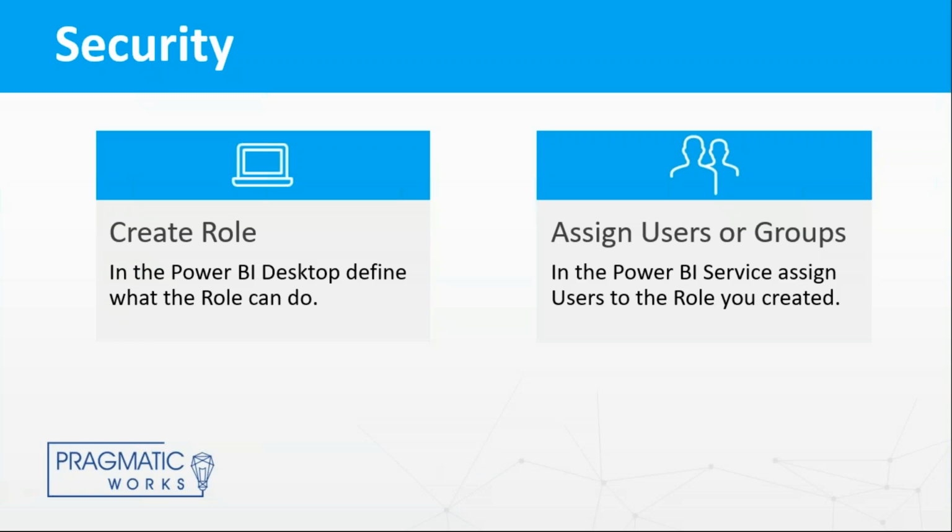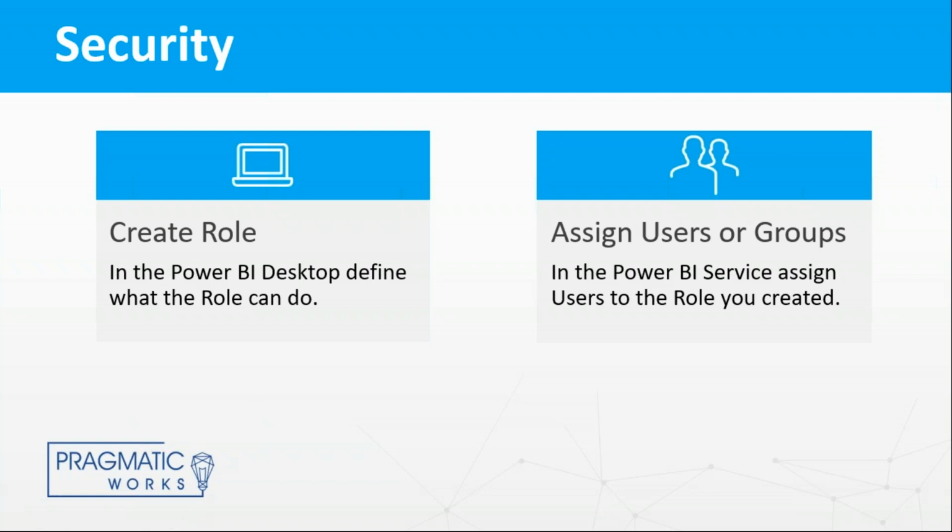Now we're going to talk about a slightly different topic here, more around the data level security capabilities. Within Power BI, you have the ability to secure the data at a row level, where you can make it so that when a user logs in, they only see the rows of data that are relevant to them. To do that, it's really a two-step process.